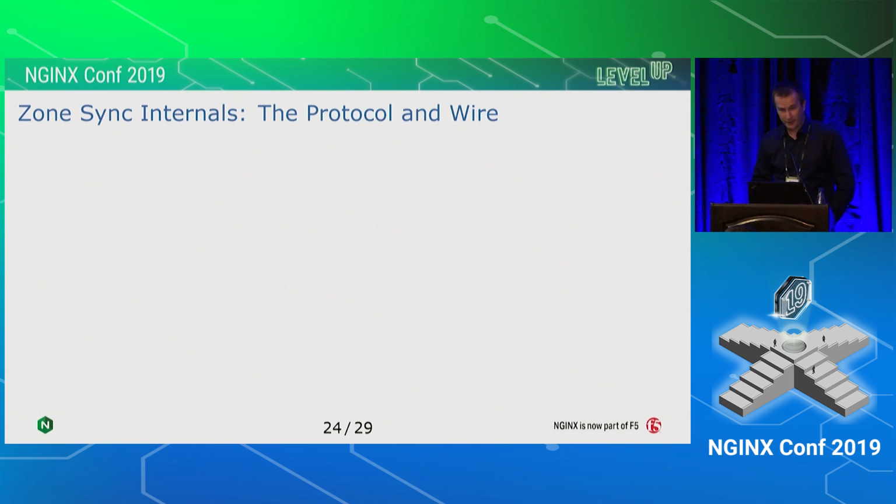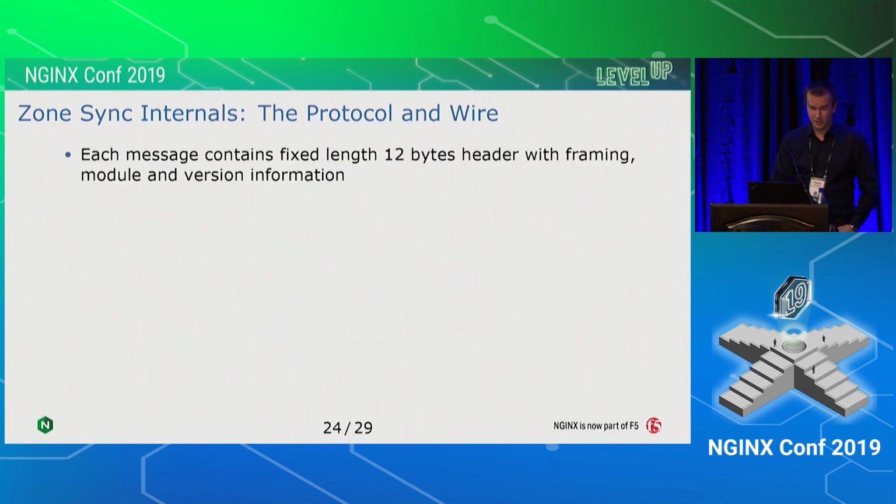So what do we have on the wire? The Zone Sync model provides generic framing and versioning. Each message contains a fixed 12-byte header, and it has the full message length, protocol version, and a unique model ID tag that we need to dispatch to the proper model.